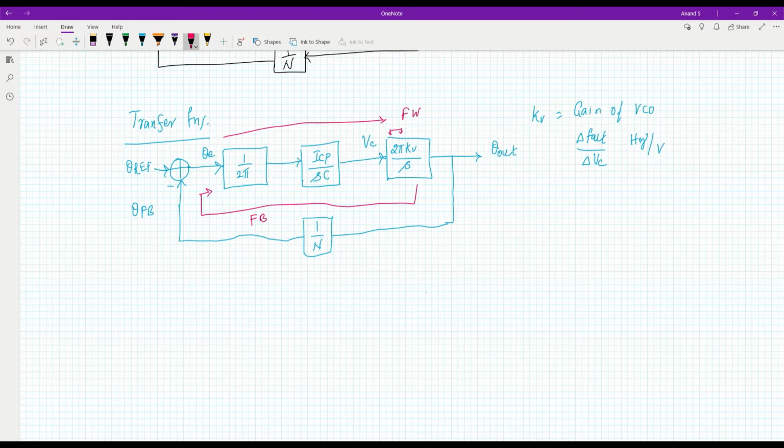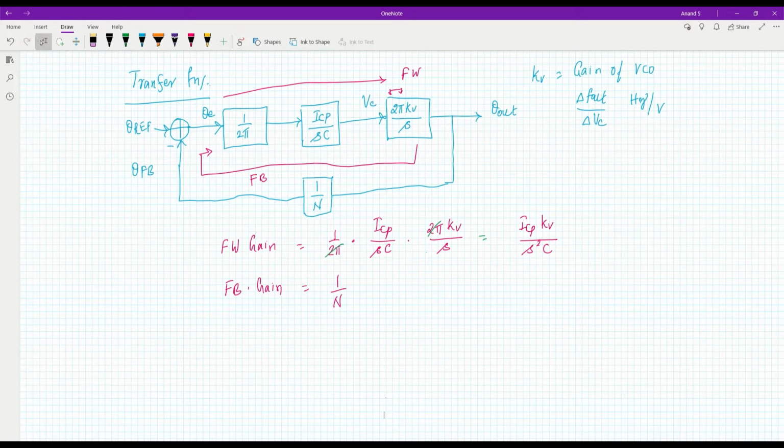The forward path gain is given by the product of all these terms, that is 1 by 2 pi multiplied by ICP over SC multiplied by 2 pi KV over S. We can cancel these 2 pi and these 2 pi, so the forward path gain will be equal to ICP times KV divided by S square times C, and the feedback path gain is equal to 1 by N.